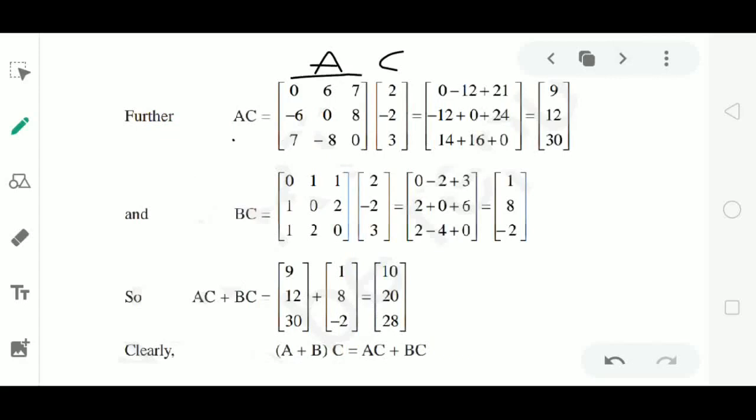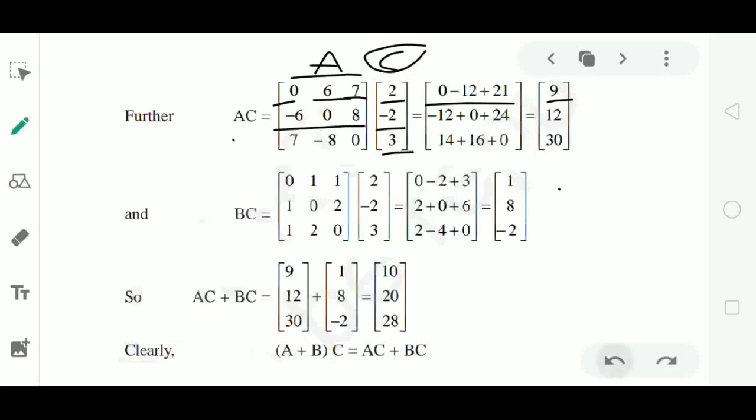Multiply the first row of A with the column of C, that is 0 into 2 plus 6 into minus 2 plus 7 into 3, which is 9. As the second matrix C has only one column, we multiply the first row of A with only one column of C. Next consider the second row. Multiply the second row with the column of C: minus 6 into 2 plus 0 into minus 2 plus 8 into 3, which is equal to 12.